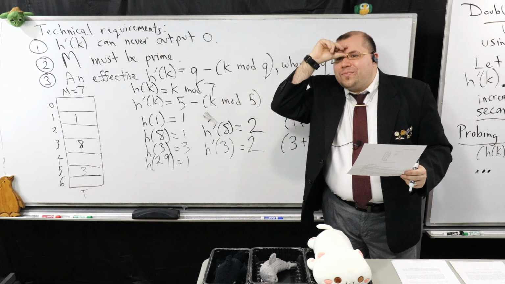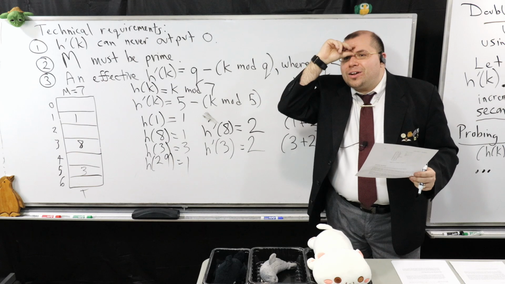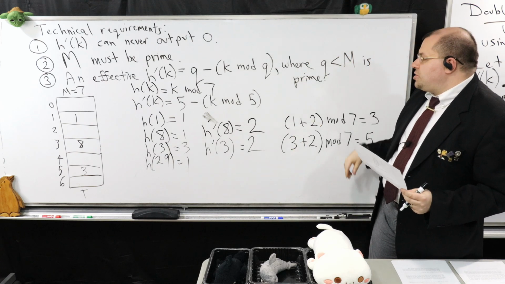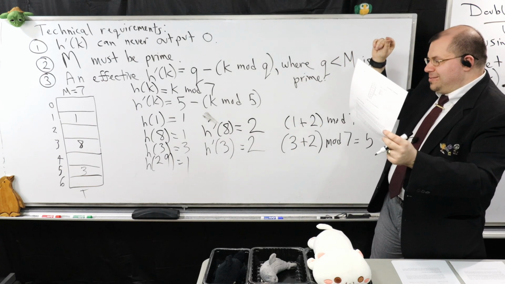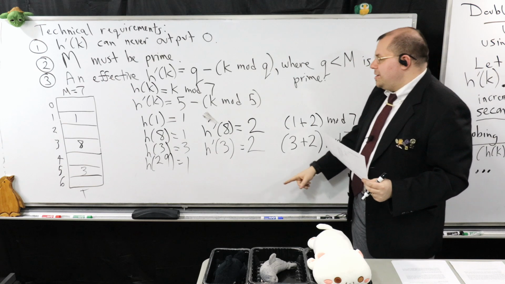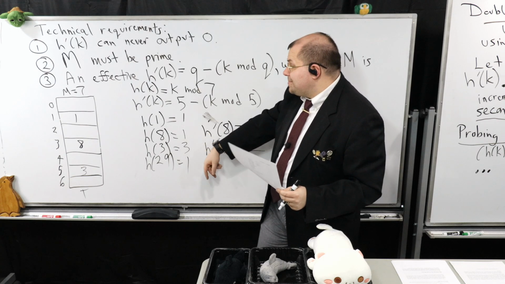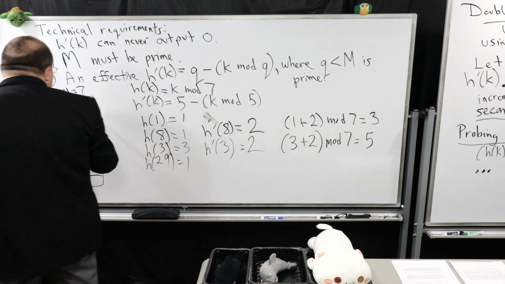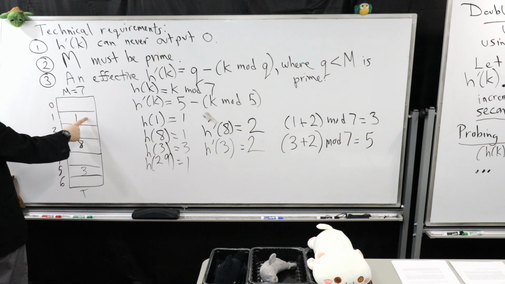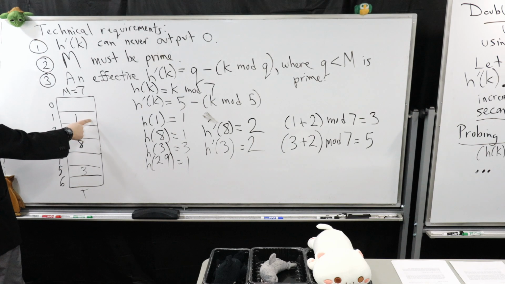Let's see. So confused. Where did 8 go into position 3? Okay, so just remember, the whole idea was with the probing sequence. So it says 1, so I get 1 for the initial attempt. But remember, h of 1 is 1, so 1 is already here. So I get a collision. So that means I have to apply the secondary hash function.